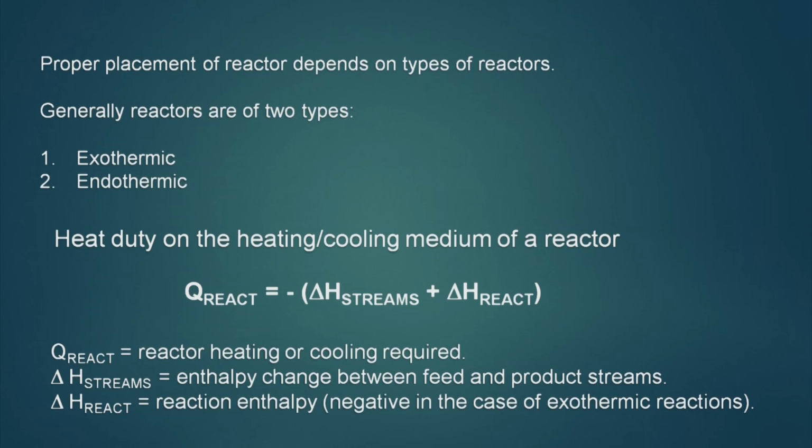Now, the proper placement of a reactor depends upon the type of reactor. Generally, reactors are of two types: exothermic and endothermic. The heat duty on the heating or cooling medium of a reactor can be written like this: Q reactor is equal to minus delta H streams plus delta H react, where Q reactor is the reactor heating or cooling requirement, delta H streams is the enthalpy change between the feed and product streams, and delta H react is the reaction enthalpy, negative in the case of exothermic reactions.